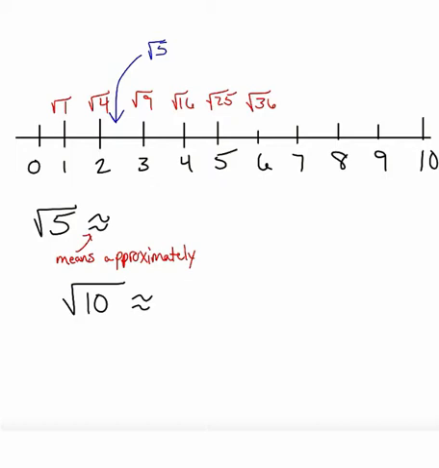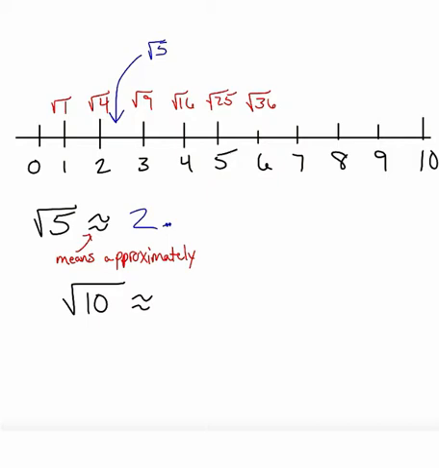So since square root of 5 is bigger than 2, it's going to be 2 point something, but it's less than 3, so it can't be that. I want to try and guess where it is. Is it 2.9? Is it 2.1? So we look at the proximity of the numbers. 5 is a lot closer to 4 than it is to 9.